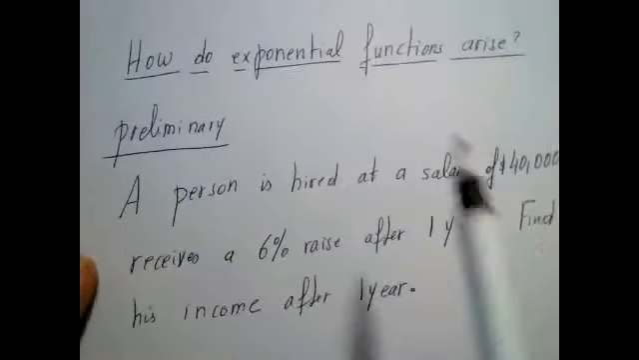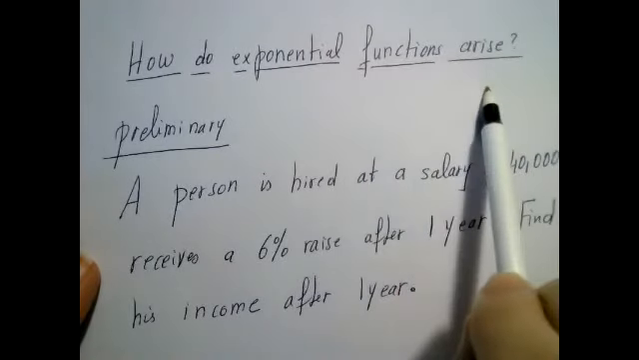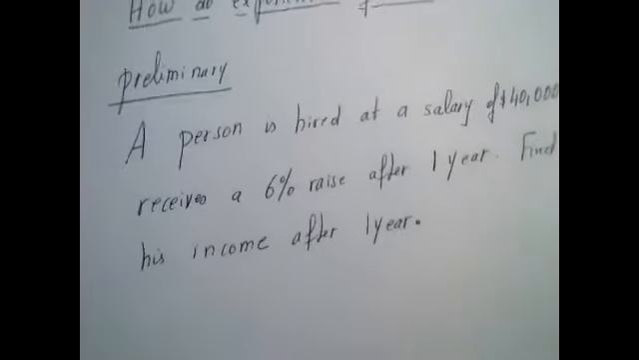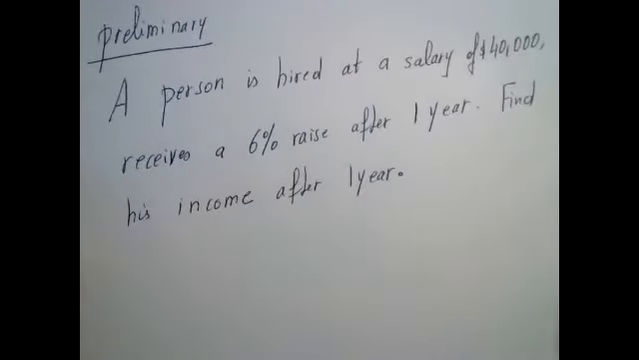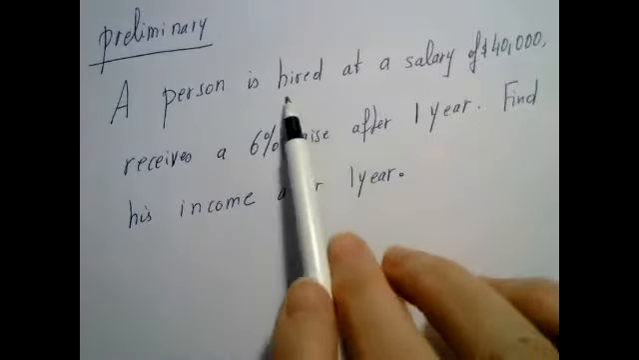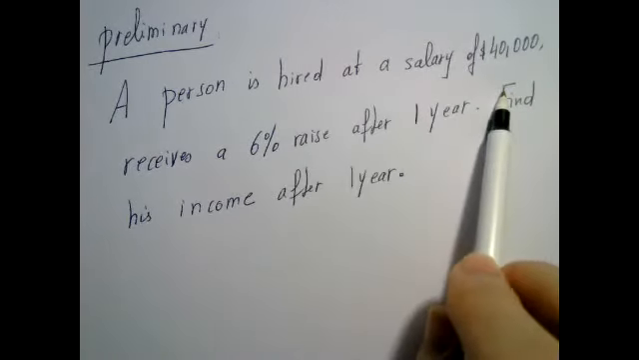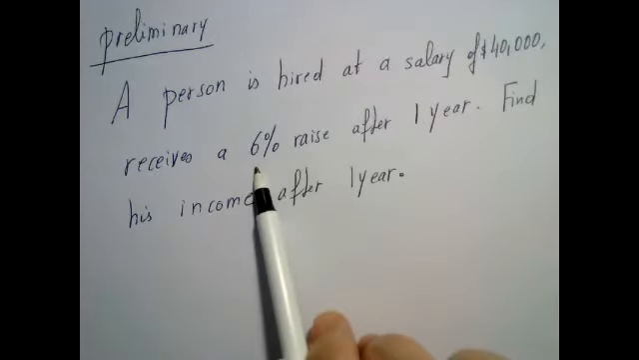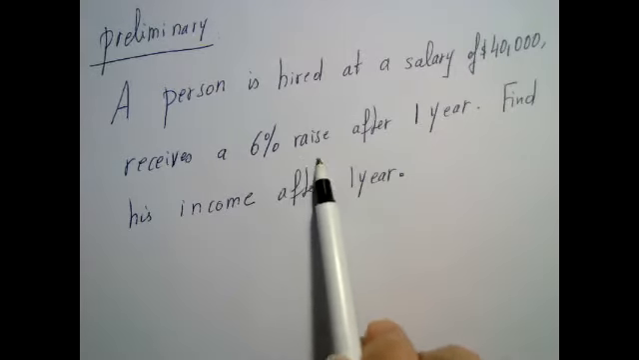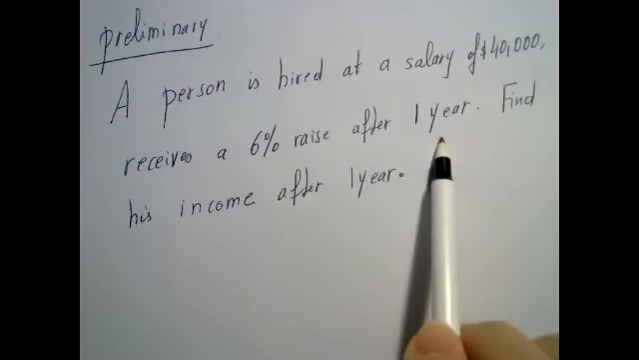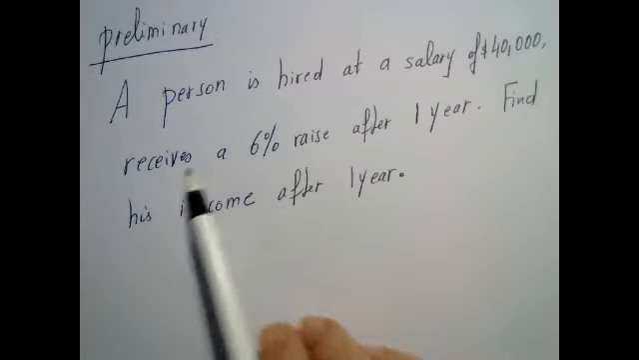So the question is, how do exponential functions arise? In real life, how do they arise? And they arise a lot. All right, so preliminary. Suppose a person is hired at a salary of $40,000 and receives a 6% raise after 1 year. Okay, it's a very simple question, but it's crucial for the rest.